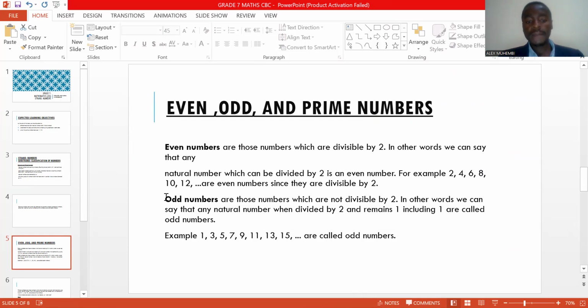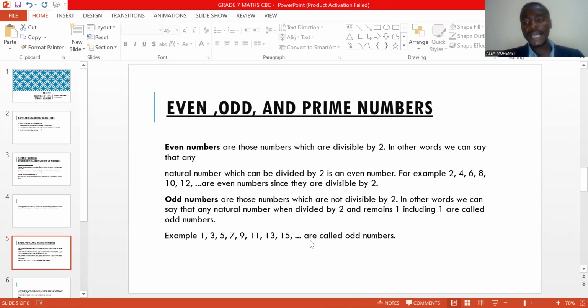Now, another group of numbers that we have highlighted there is what you call odd numbers. And when you talk about odd numbers, these are basically those numbers which are not divisible by 2. So the odd numbers are not divisible by 2. So in other words, we can say that any natural number, when divided by 2 and remains 1, including 1, are called odd numbers. So odd numbers start with 1, 3, 5, 7, 9, 11, 13, 15, and so on.